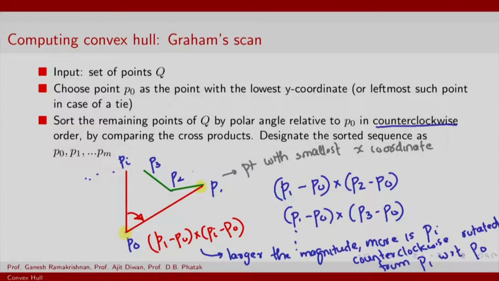So in this specific case, given this counterclockwise rotation, we will drop P2 and move on to P3. To decide whether to include P3, we will of course also need to look at P4 and see if P4 is rotated clockwise from P1 with respect to P3. If P4 is rotated clockwise from P1 with respect to P3, you will include P3, else we will exclude it.